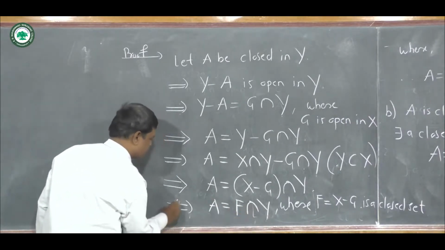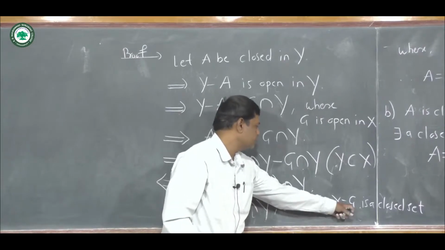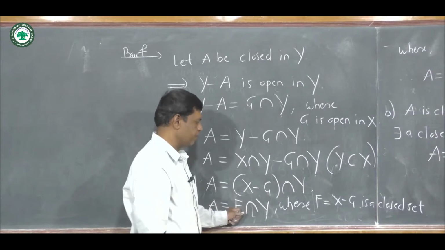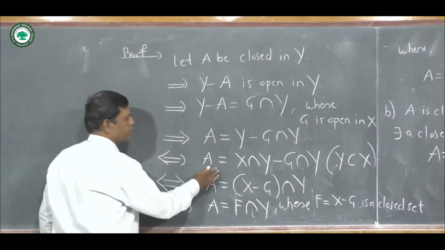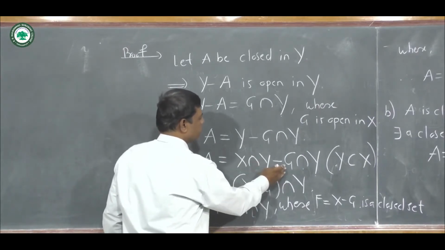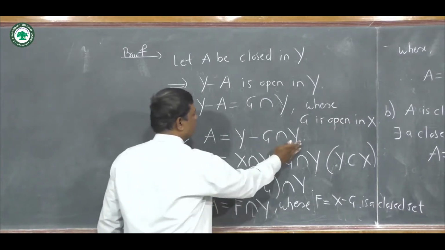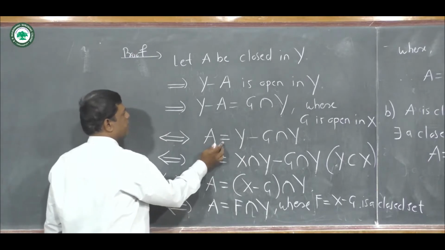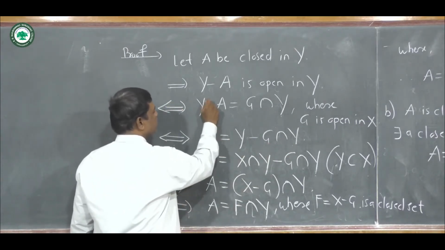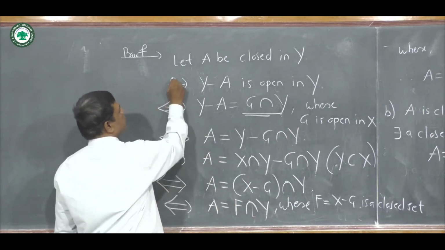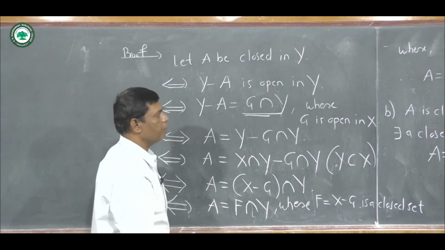Okay, so again using the same statements, if you have A is equal to F intersection Y, where F is a closed set in X, then G is the complement of set F. So we write A is equal to the complement of G in X intersection with Y. Using this, we can write A as X intersection Y minus G intersection Y, which is equal to the complement of G intersection Y in Y, that is set A. So the complement of A is G intersection Y, where G is an open set in X. So this implies that the complement of A is open in Y. So we get A as a closed set in Y. So thank you.